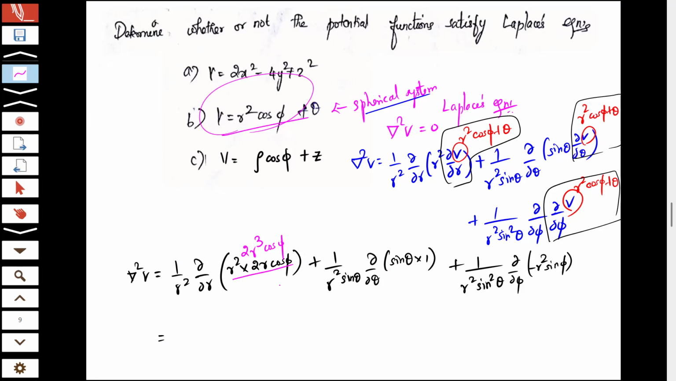Now we can try to differentiate this. So 1 by r square is the term left. This differentiation will become 6r square cos phi. Then the second term will be 1 by r square sine theta. Differentiation of sine theta is cos theta. Then this last term, 1 by r square sine square theta. Now this has to be differentiated with respect to phi. Differentiation of sine phi is cos phi. So minus r square cos phi.